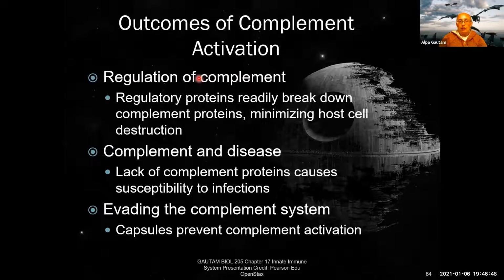So, regulation of the complement proteins. Regulatory proteins will break down the complement proteins once they're formed by the liver, because you don't want these proteins to also start destroying self cells. If you lack complement proteins, obviously this is going to leave you susceptible to infections because you don't have this opsonization and the lysis and inflammation process.